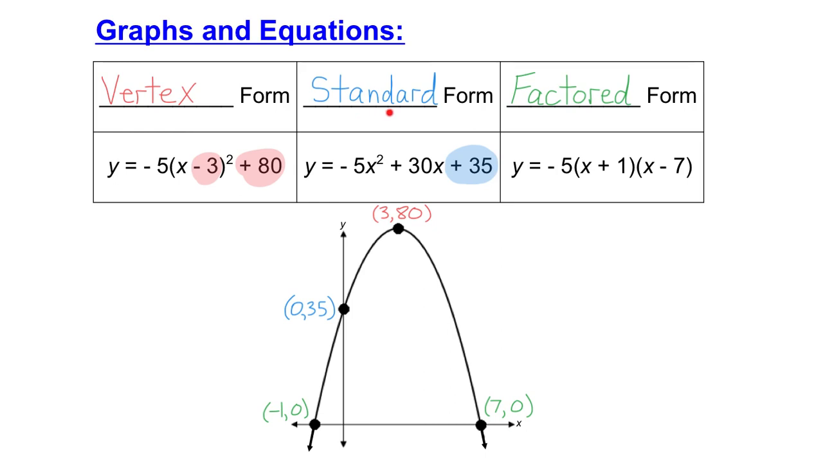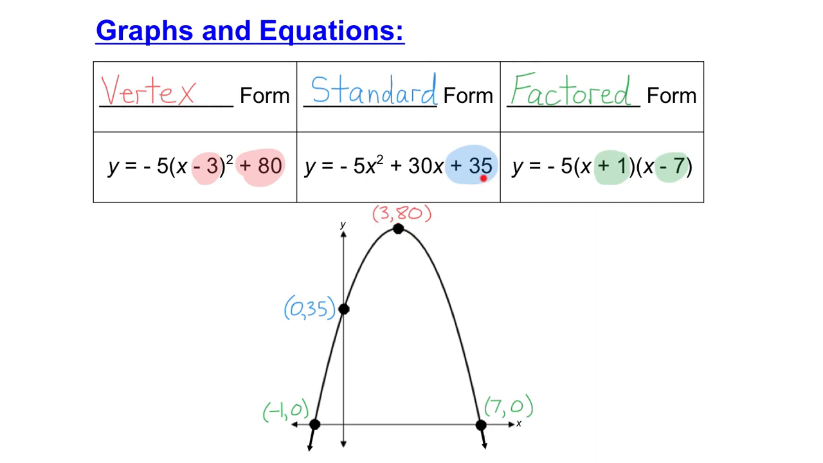Likewise, if you look at the standard form equation, the constant term tells you where the y-intercept is. And the factored form equation shows you where the x-intercepts are. Just watch out again. It says x plus 1, but the x-intercept is minus 1. X minus 7, but the x-intercept is positive 7. So just watch out for that, a relationship between the signs in the equation and the signs in the coordinates. But here you have it. If you have vertex form, you know where the vertex is.